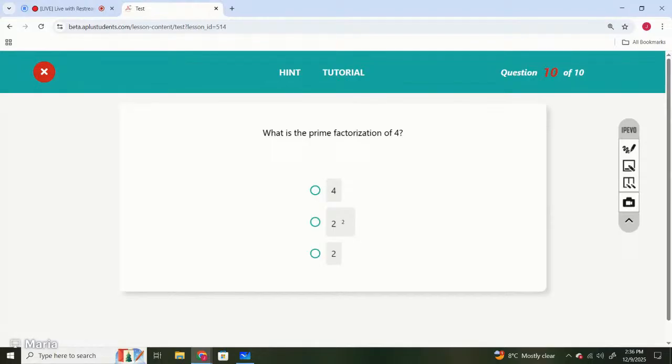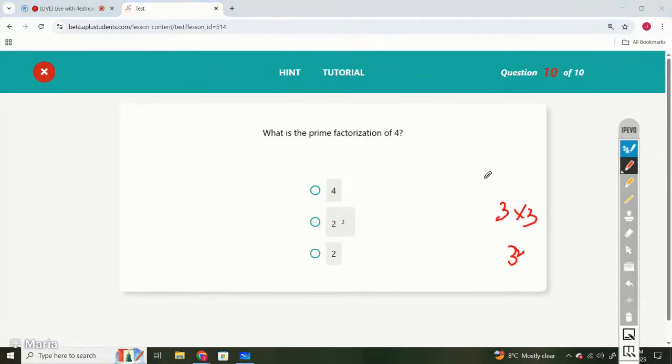What is the prime factorization of 4? So, which is the correct option? That is 2 squared. We can write it as 2 times 2. So, 2 squared it is. Option number 2 is the correct option. That is 2 squared.